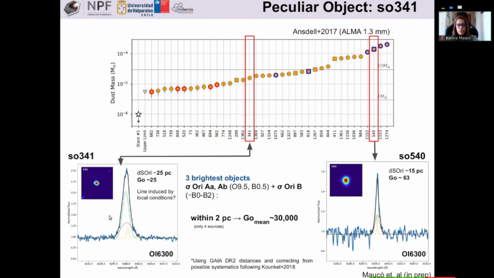But if you look at this other peculiar object, it's not the more massive one, it's even more distant from Sigma Ori, located at 25 parsecs, and it has this huge emission in the oxygen I line, very bright, brighter than the other one, and wider. So this is not what we expected, but we are looking at different alternative possibilities for this source. Maybe the line is not induced by external photoevaporation, but by local conditions like a very active chromosphere. So we are having these very interesting results. Stay tuned, and I'm looking forward to meeting you all at this conference.